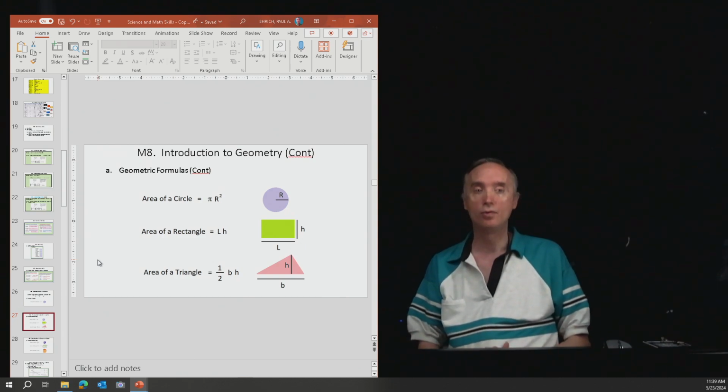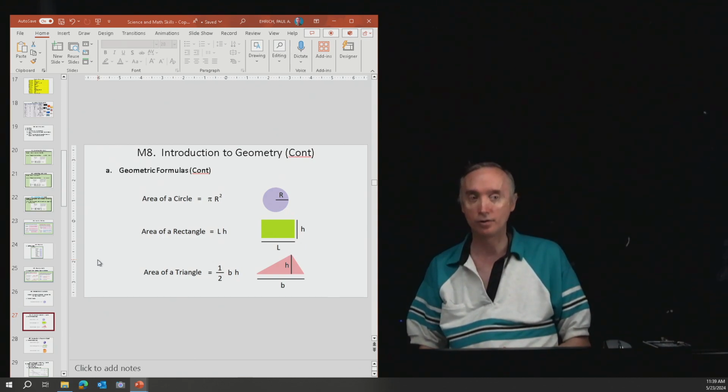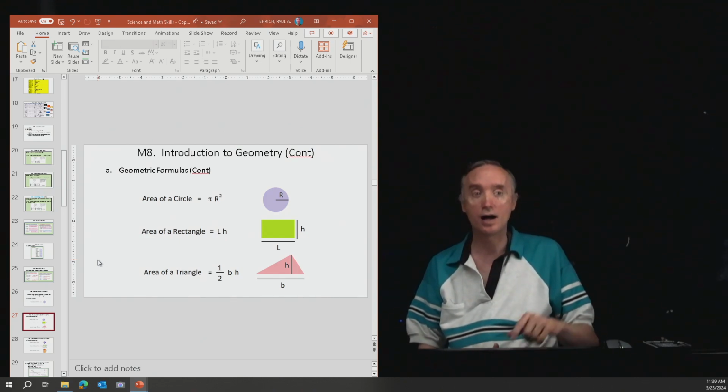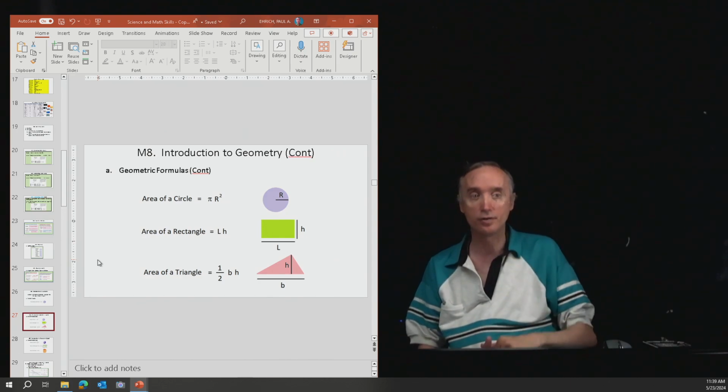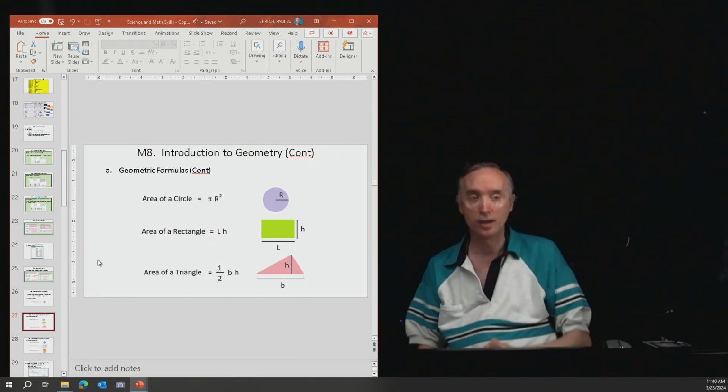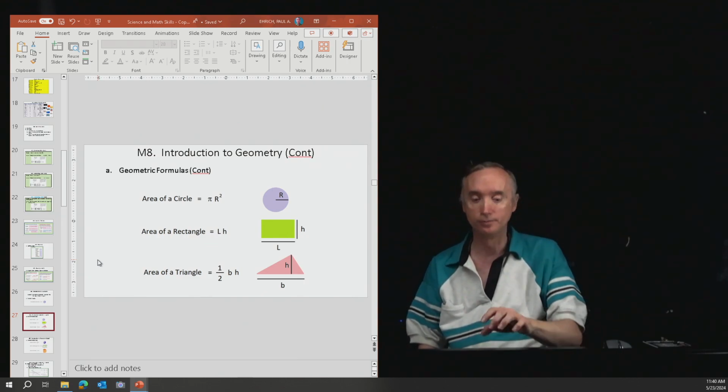Then you should also know the area of a rectangle, and that's going to be the length, the sideways part, and then the height h, so you multiply those two numbers together, and that's going to be the area of a rectangle. And then it's also good to know the formula for the area of a triangle. That's going to be 1/2 the base, which is the bottom part there, multiplied by the height. That's going to be the area of a triangle.